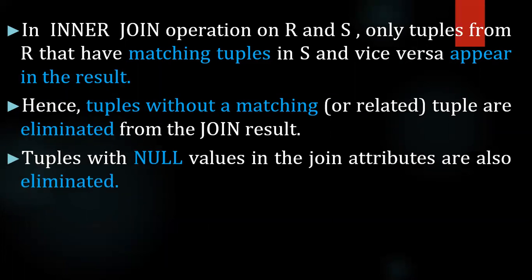Sometimes the relation may have null values. So how will it treat those null values, whether they come under matching tuples or not matching tuples? Here null values will come under not matching tuples and they should be eliminated.